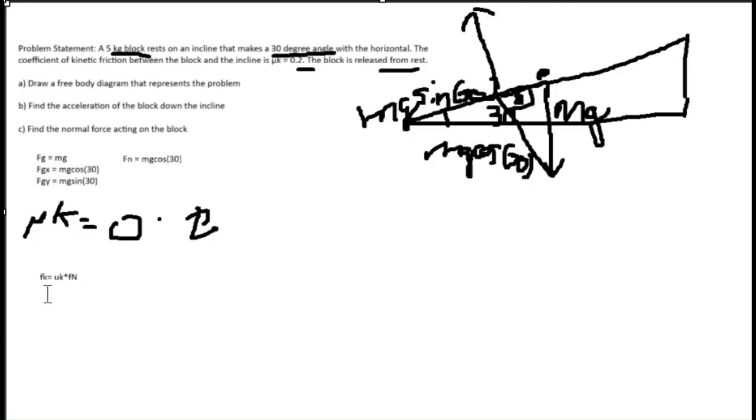Okay, now from this, we can conclude, let's just label this N, and mg cosine theta.